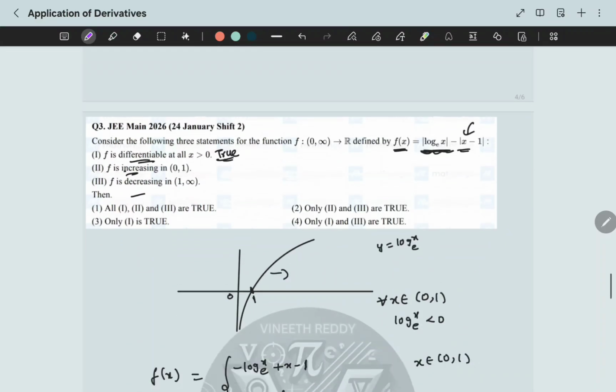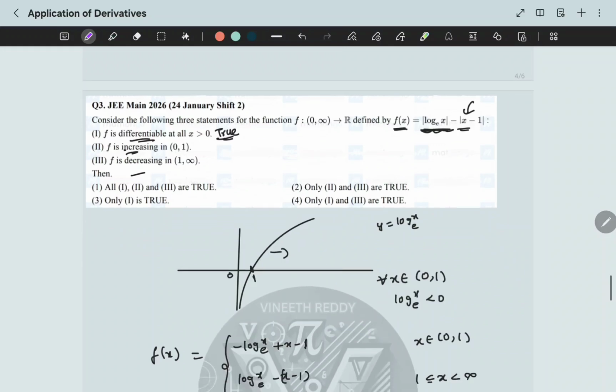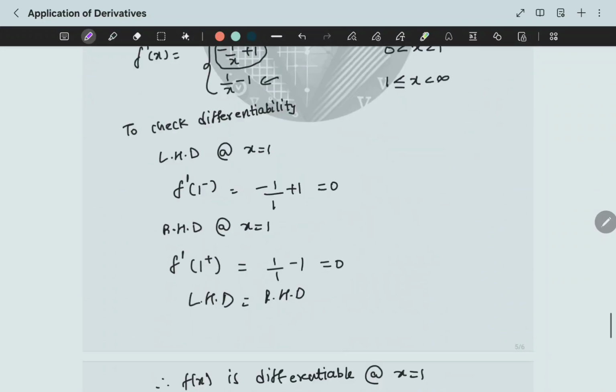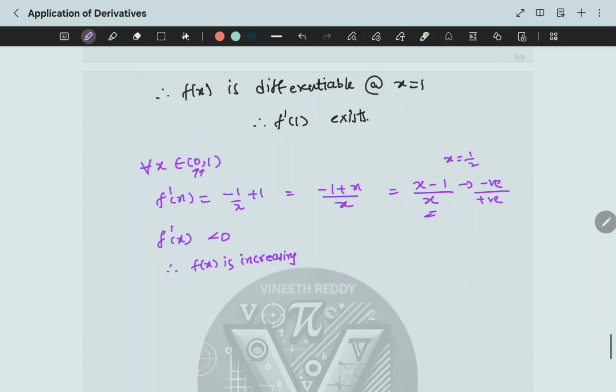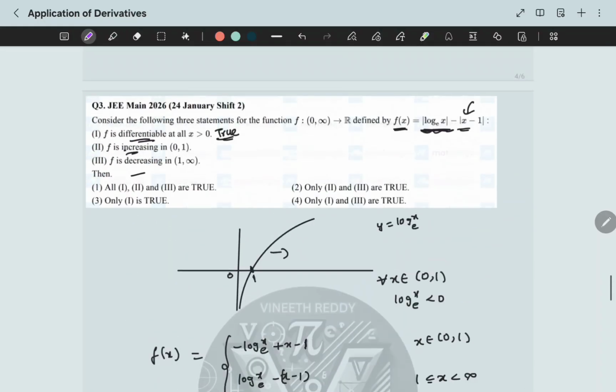But what is it telling? Yes, f of x is increasing in 0 to 1. Okay, let us once again check. Oh, sorry, f dash of x is less than 0. So f of x is decreasing. I'm sorry, f of x is decreasing. And what is he telling? F of x is increasing. That means this is false.